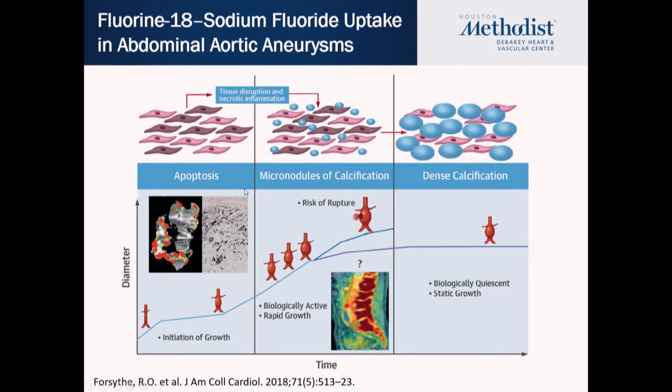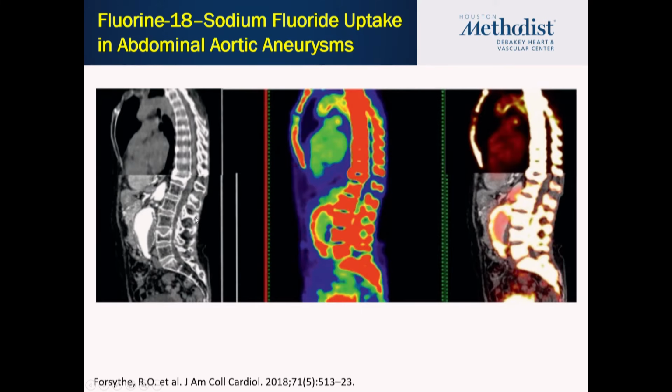So can we potentially use it to detect these areas and predict, at least thinking that if there is increased uptake in the abdominal aorta, then there is increased risk of rupture? This paper was published in JACC a couple of years ago, and they looked at these micronodules of calcification to see if they correlate with uptake. Here's one example where the patient has an aneurysm and there is clear uptake.